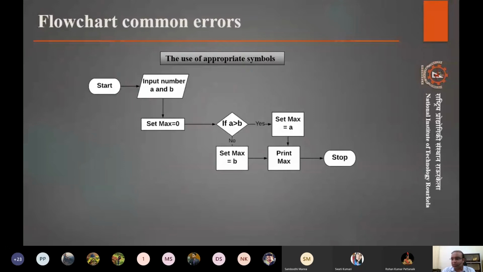Is there any mistake? Yes, Amritesh? Print max. So what is the mistake here? It should be a parallelogram.